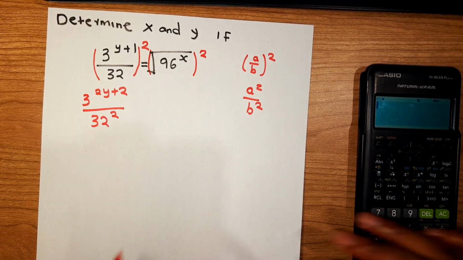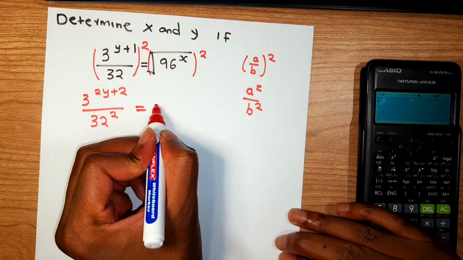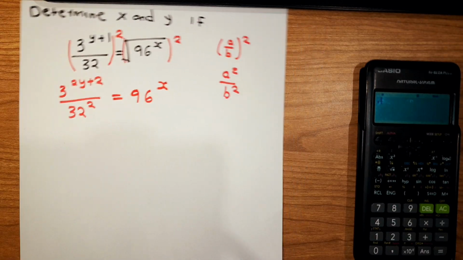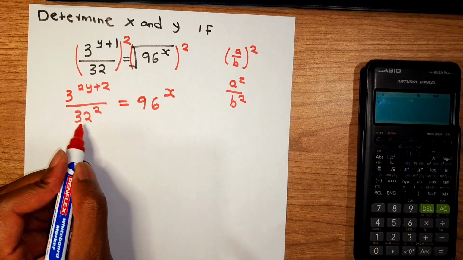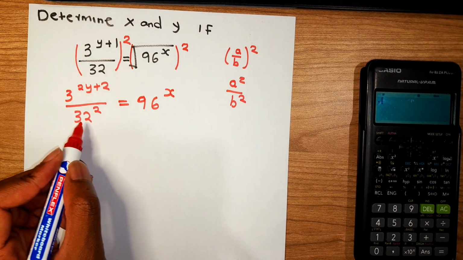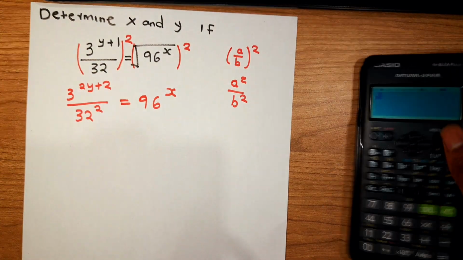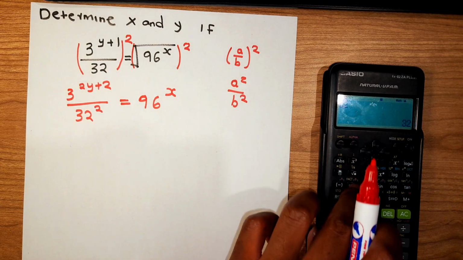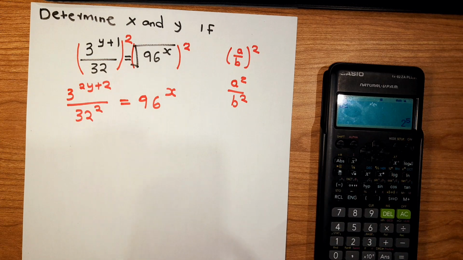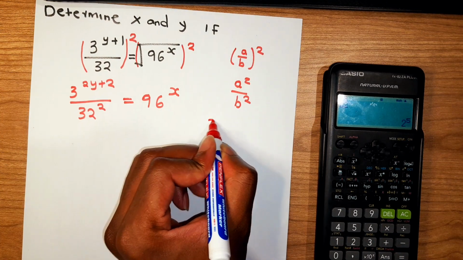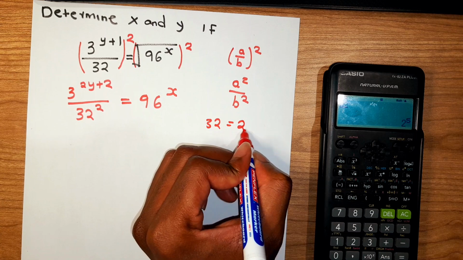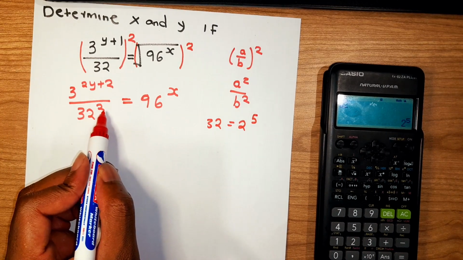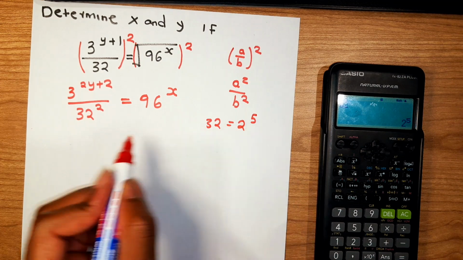The Marvel effect. Okay, so you'll actually be left with 96 to the power x, right? So what you want to do is change this 32 to be in terms of an exponent. So you come to your calculator and you say, what is 32, equals sign, shift? It is 2 to the power 5. So 32 is the same as 2 to the power 5, but this 5 will be multiplied with a 2, so we're going to have 2 to the power 10.